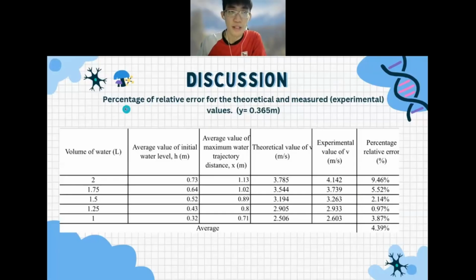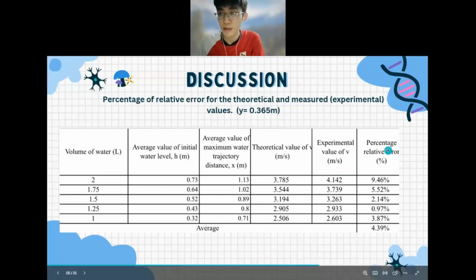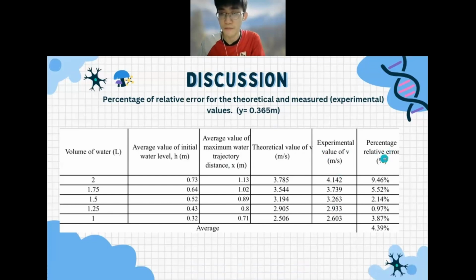The second discussion of our experiment is about the percentage of relative error of theoretical and measured values. The theoretical value of V can be calculated using the Torricelli equation, V equals the square root of 2GH, and the experimental value of V can be calculated using the equation V equals X times the square root of G divided by 2Y. The percentage of relative error is the absolute difference between the theoretical value and experimental value, divided by the theoretical value, times 100%. And this is all our calculated result.